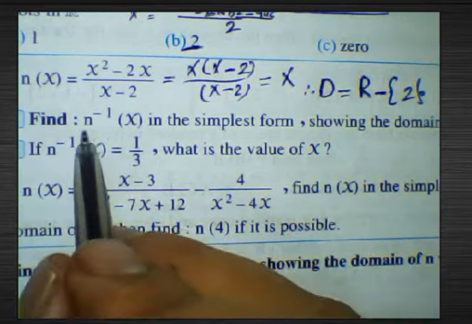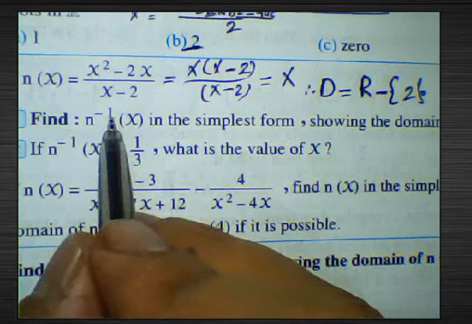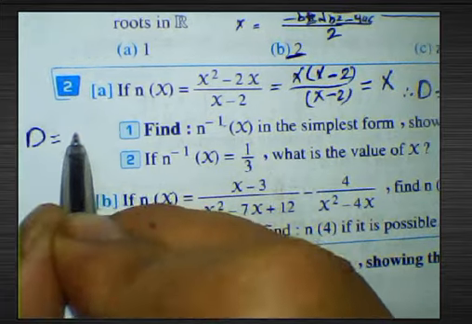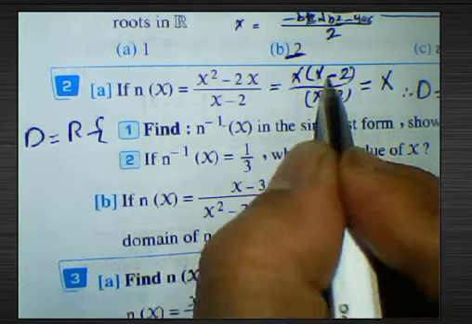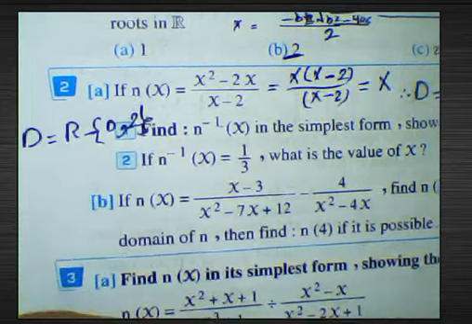Okay, and what about the domain of n to the power -1? The domain of this function equals R excluding the set of zeros of the numerator and the denominator, we can write 0 and 2.